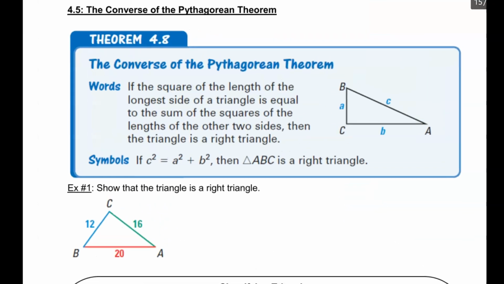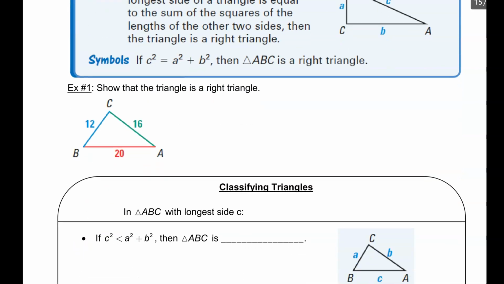All right, here's a screencast for 4.5. As before, if you have a question, put a star by it, and then we can go over it together. So, show that the triangle is a right triangle.